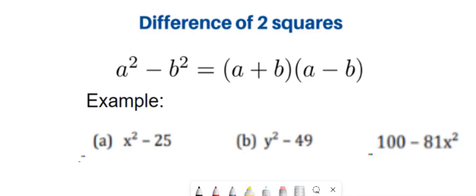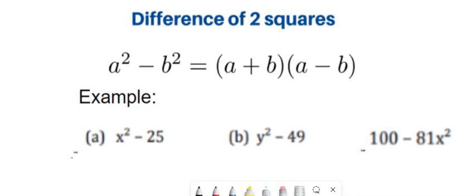Hi folks, this is difference of two squares, so it's factorising. It's one of the types of factorising. So if it says to factorise something like this, you have to recognise that you have to use this method.